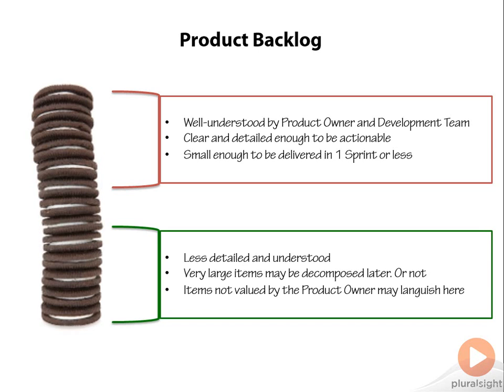Oftentimes, we can put very large items into the product backlog that certainly would not fit within a sprint. These items will likely live near the bottom of the backlog and might be quite large. They can be decomposed later into smaller product backlog items that are ready for execution as this work gets nearer and nearer the top of the queue. Or a product owner may decide never to have these things ordered near the top of the product backlog, which means that it may never get worked on.